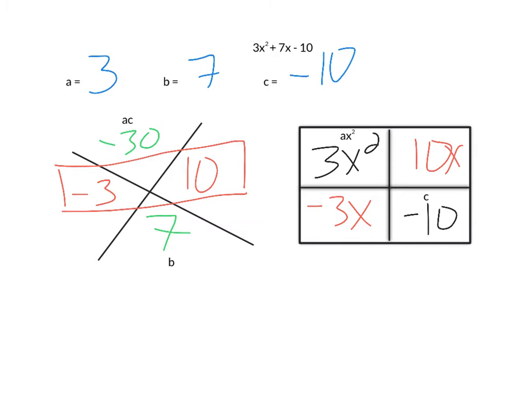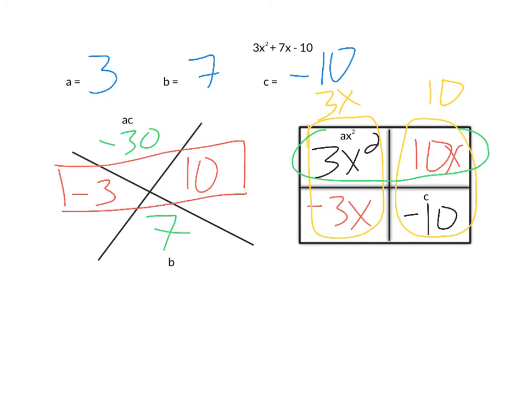Now I'm going to start looking at the common factors of my vertical and horizontal pairs of numbers. 3x squared and negative 3x share a common factor of 3x. 10x and negative 10 share a common factor of 10.